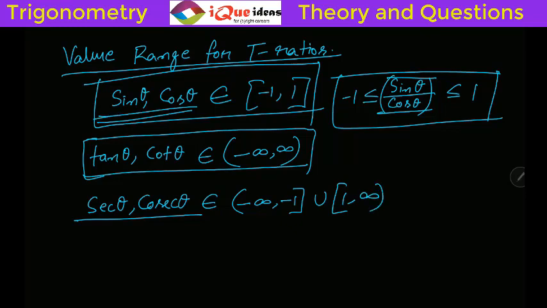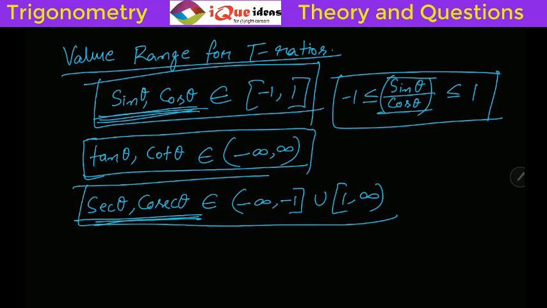So just remember that sine theta, cos theta values cannot be beyond -1 and 1, and sec theta, cosec theta values cannot be between -1 and 1. It has to be beyond -1 and 1 because they are inverse of sine theta and cos theta. Sec theta is inverse of cos theta and cosec theta is inverse of sine theta. So just remember that sine theta, cos theta has to be within -1 and 1, and sec theta, cosec theta has to be outside -1 and 1. Alright, so this is one very interesting information that we have done.